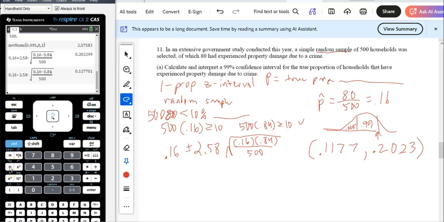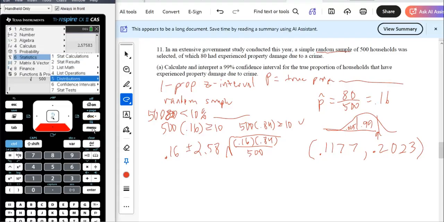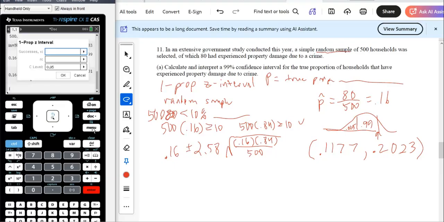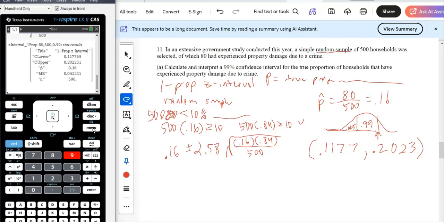We showed the work, it's pretty good there. Let's just do the whole thing in our calculator. So menu 6, so this is an interval, so I'm going to go to intervals and it's called a 1 prop z interval. This is an easy one to do in your calculator for the most part, so it's 80 out of 500, and this was 0.99, I believe. So we got from 0.11, so we got the same thing, didn't we? Even gives you p hat.